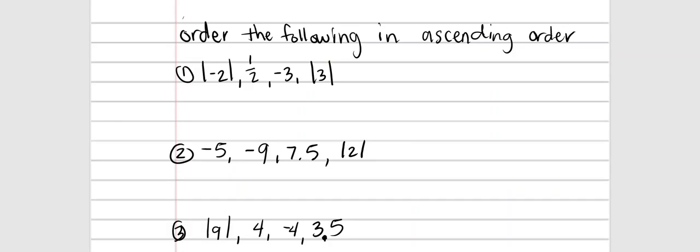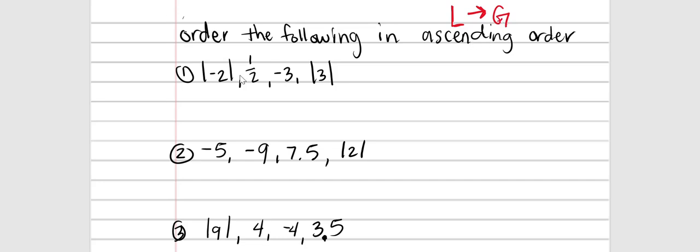Now let's talk about ordering the following in ascending order. Remember, ascending means you're going up, like an airplane. So you want to start all the way down at your lowest value, your least value, and you want to work your way up in the sky like an airplane to your greatest value.